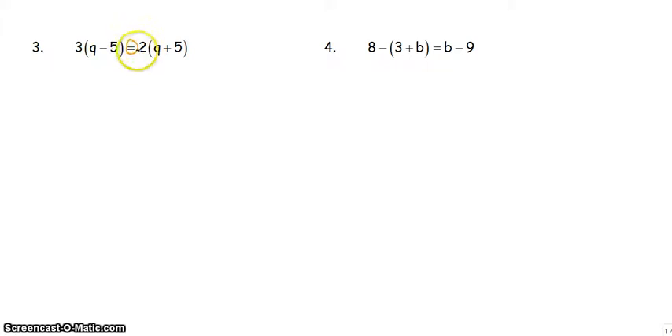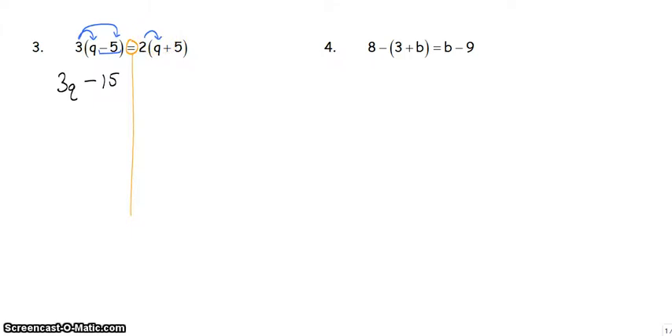If we look at these, the major difference with number 3 is I have these parentheses on both sides. We don't want to do anything until we simplify each side of the equation first. So in this case, if we see these parentheses, we're going to want to distribute. 3 times the q is 3q. 3 times negative 5 is negative 15, so I get minus 15. I want to do the same thing on the right-hand side.